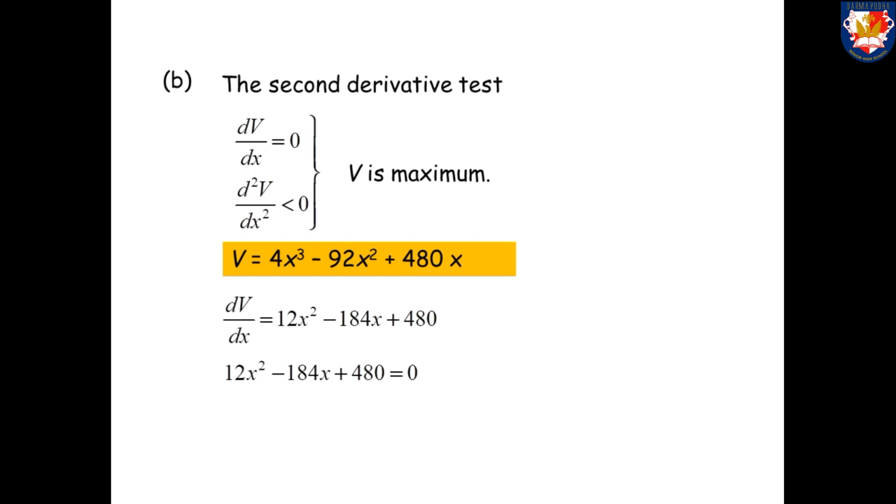Dividing the left hand side and the right hand side of the equation by 4 will give 3x squared minus 46x plus 120 equals 0. Factorizing this will give (3x minus 10) times (x minus 12) equals 0. x equals 10 over 3 or x equals 12. But x equals 12 is rejected. Now we have x equals 10 over 3.